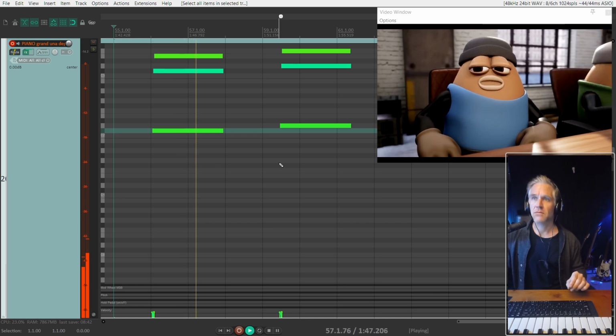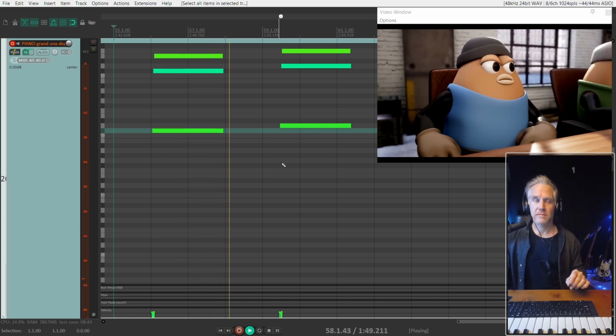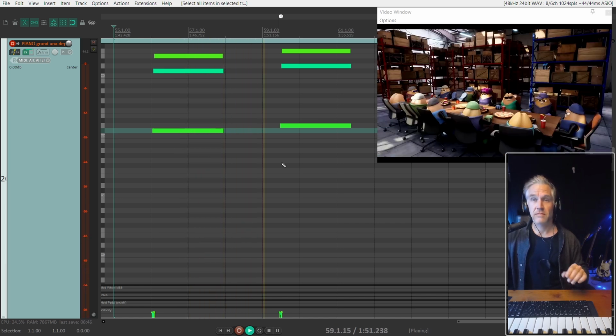Okay, and how many of us have been moving crates from the red shelf to the blue shelf?